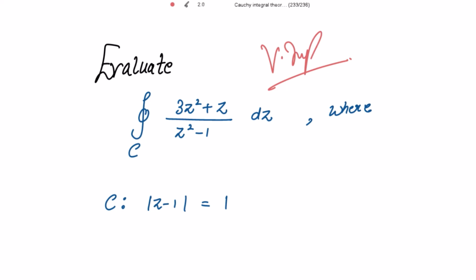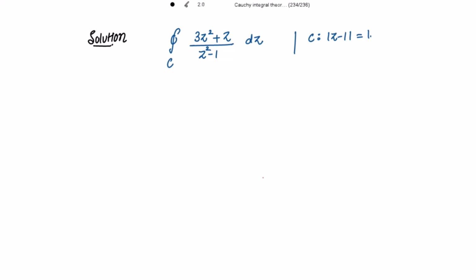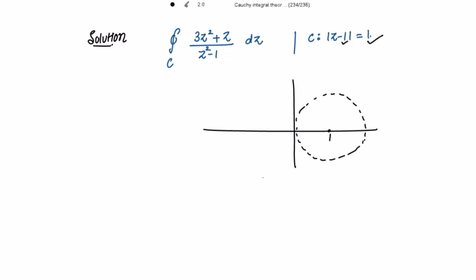We need to evaluate the closed integral for this integrand where C is a circle |z - 1| = 1. So this is the given integral and the circle is |z - 1| = 1. Let this be the point z = 1, and it has radius 1. It is centered at 1, right? So the center is 1, the radius is also 1. This is the origin and this is your curve C.